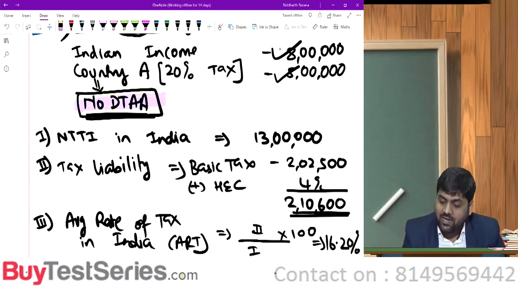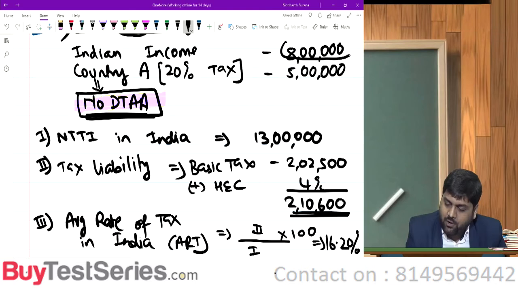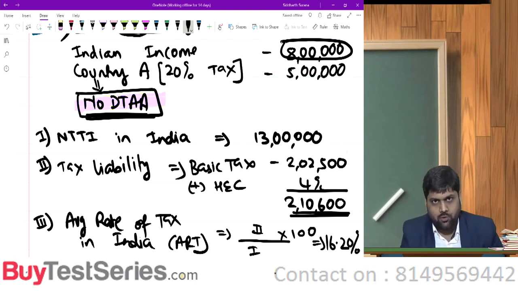Out of this, the tax of 16.2% which you have paid on 8 lakh, you are not going to get any relief for that, because you are paying it only in India. The tax on 8 lakh has been paid only in India. Then obviously you are not going to get any relief for that tax.